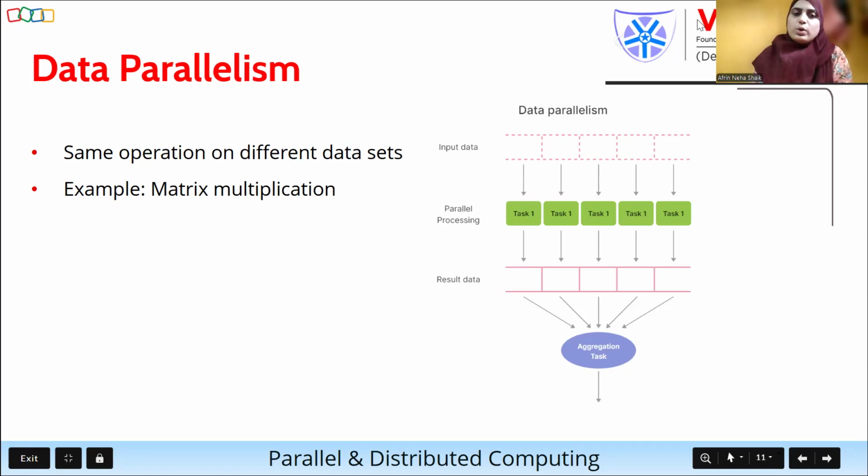So what are the advantages of this? It is simple to implement, highly scalable, and common in GPUs and machine learning models. Next, what is the key point in data parallelism? Same task, multiple data sets.